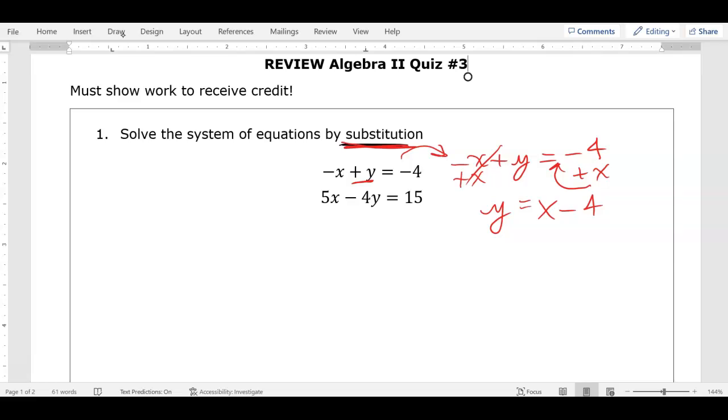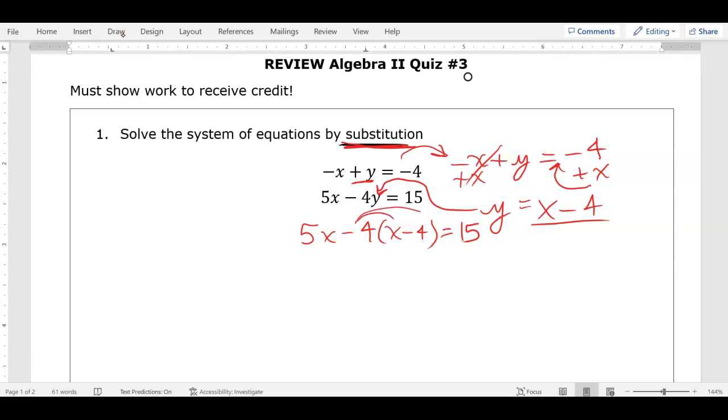Now, once we have y equals something, we can plug that into the other equation right here. So let's go ahead and start writing this out. 5x minus 4, and instead of y, I'm going to put x minus 4, because that's what equals y. And then that equals 15. Okay, so again, I replaced y with x minus 4, because y equals x minus 4.